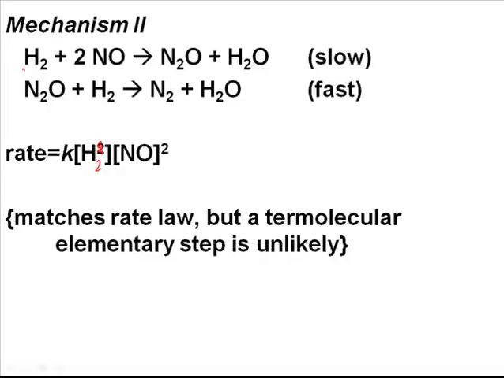The term molecular: there's 1 here and 2 here. So there are 3 things coming together in this first step, the elementary step, and that's highly unlikely to occur. Once you get past that first step, then it's possible it could happen. It's possible, but unlikely.